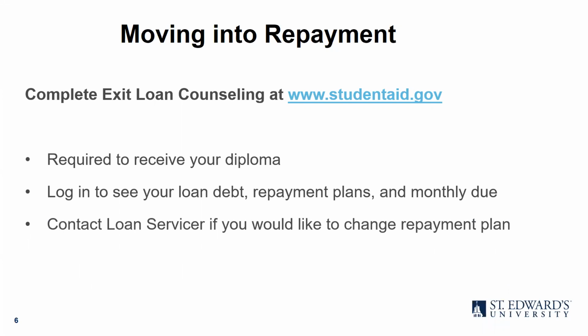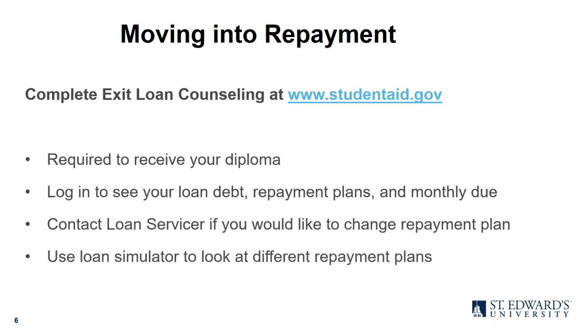And if ever you want to change your repayment plan over time, you can contact your loan servicer and they will make that change for you, or help you figure out which one is best. There is a loan simulator in the exit loan counseling that will help you figure out what the monthly payment will be based on the different repayment plans. So it's really, really important. And it's a powerful tool to help you feel that you're informed and educated, and help you make a good decision.